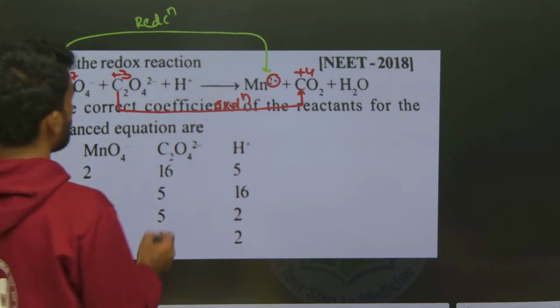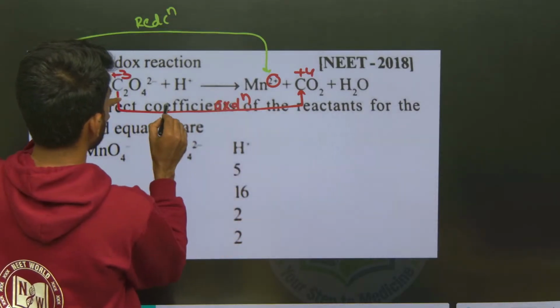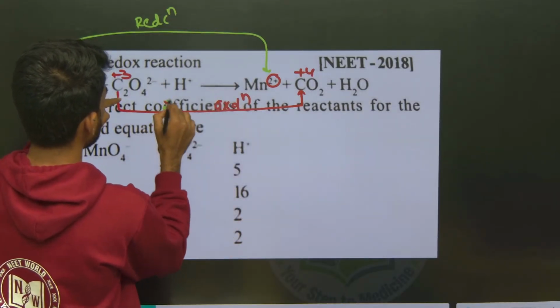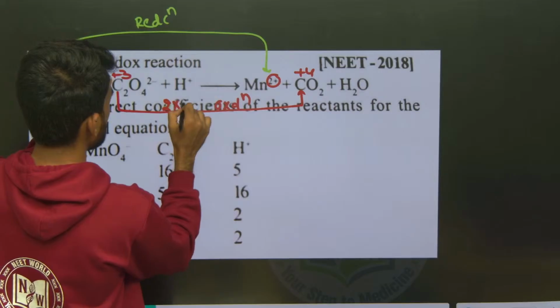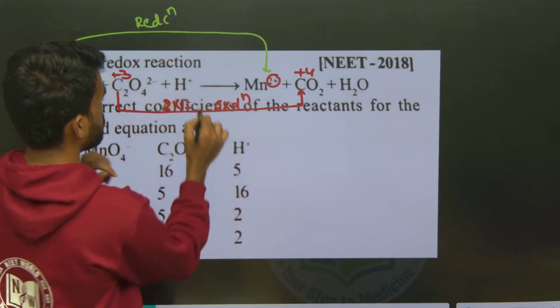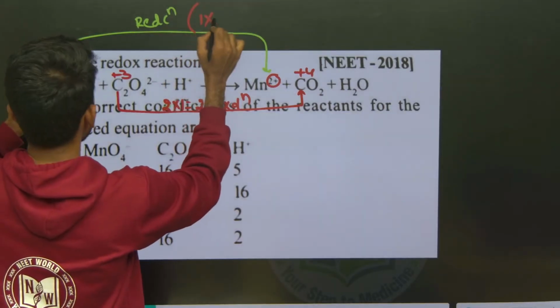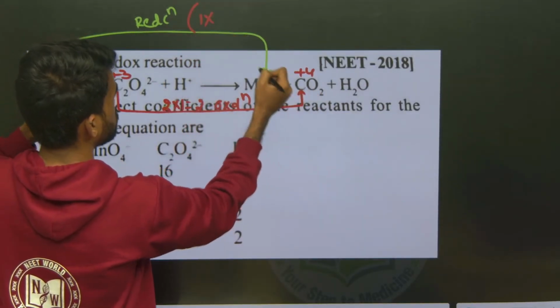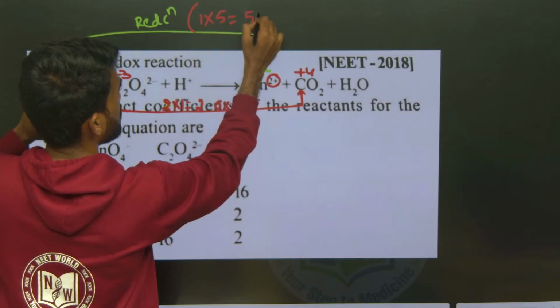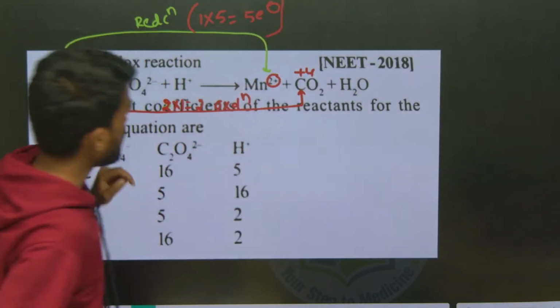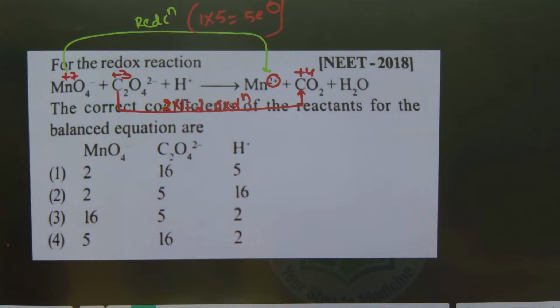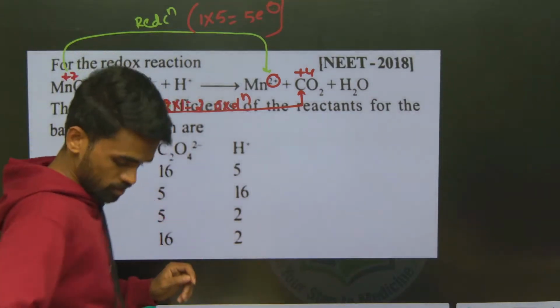In oxidation, there are 2 carbons, each one is +1, converting into +4, so 2 into 2 means 2 electrons per carbon. In reduction it is 5. One manganese, converting from +7 to +2, means 5 electrons. So equalize the number of electrons lost and gained: 5 into 2, 10. Very simple, you should multiply.